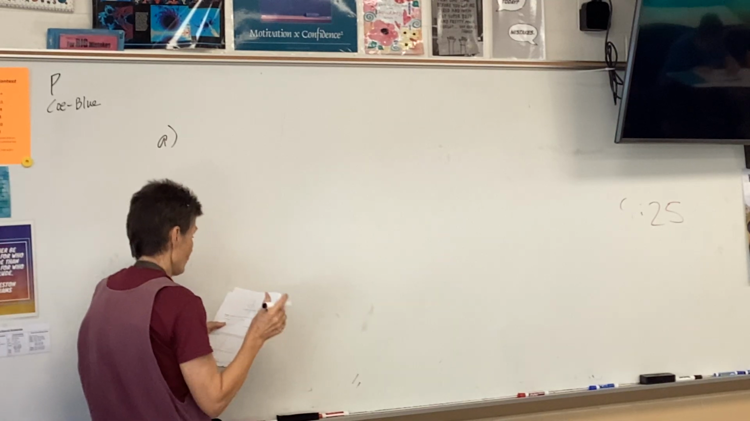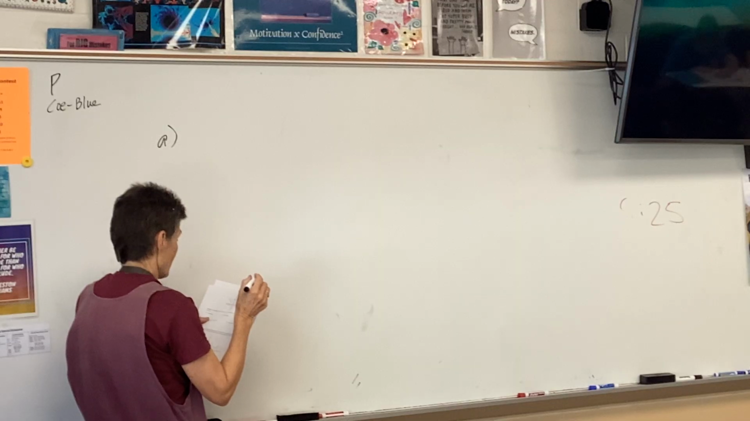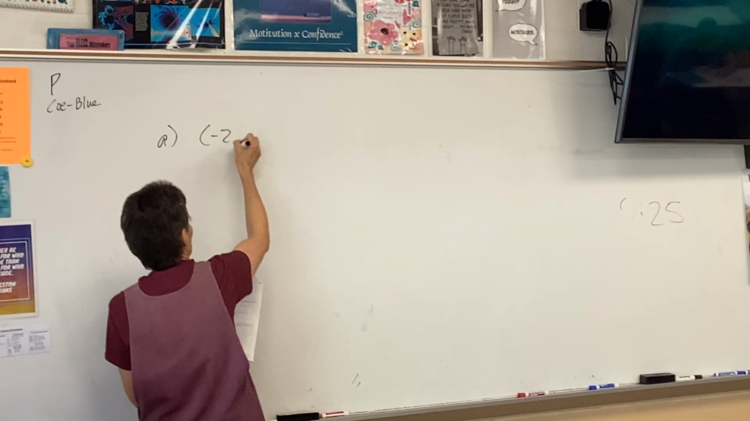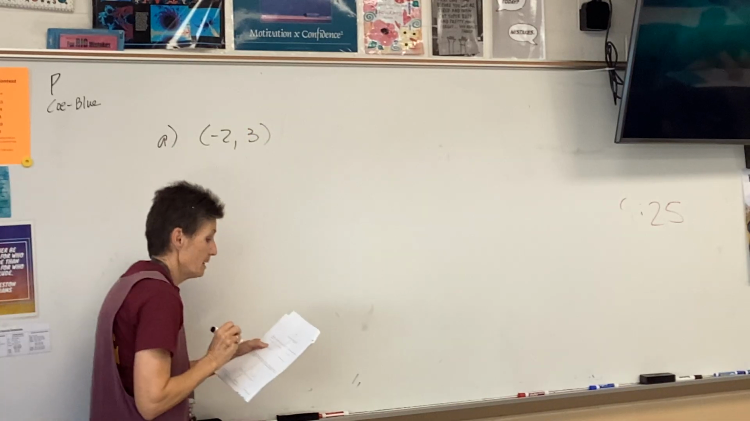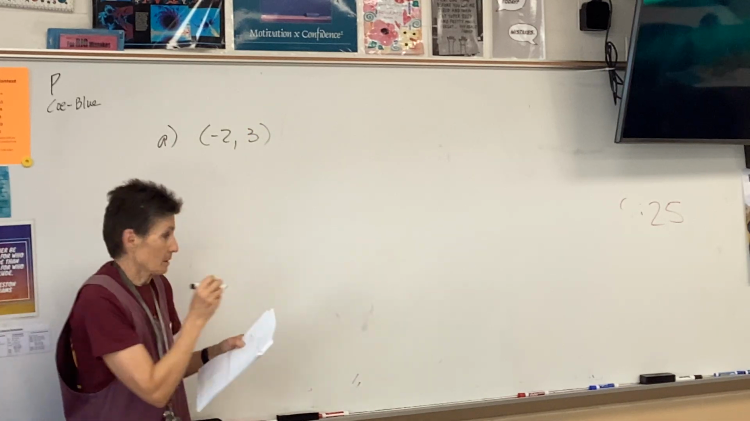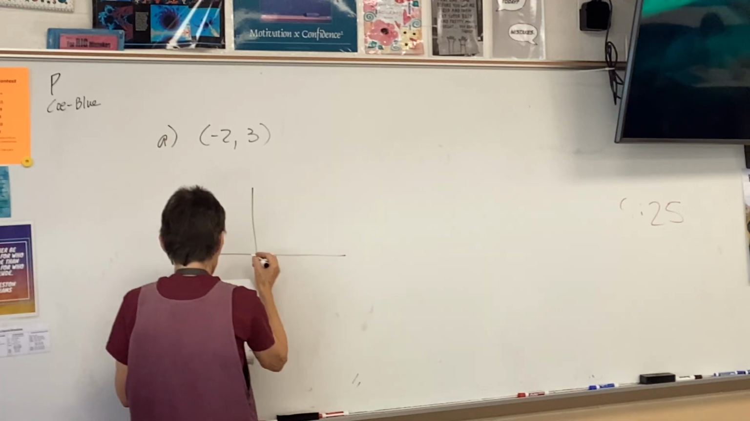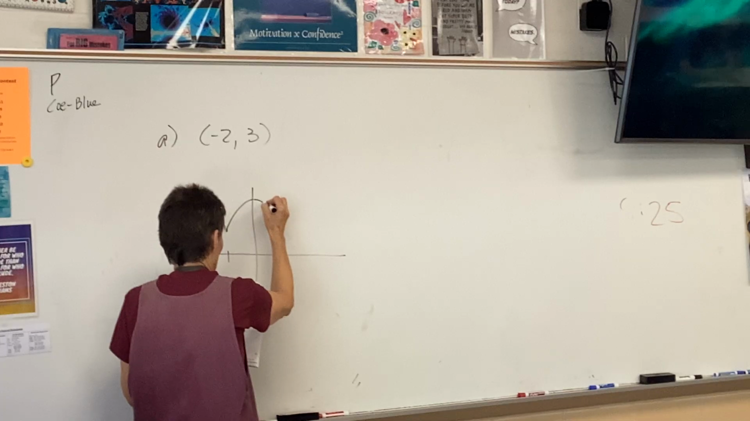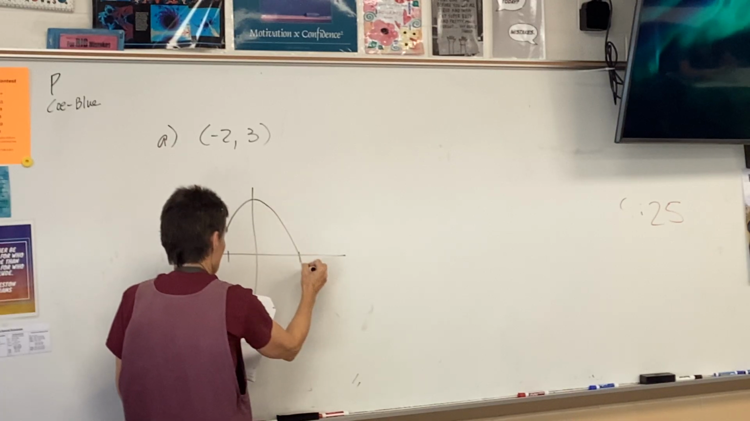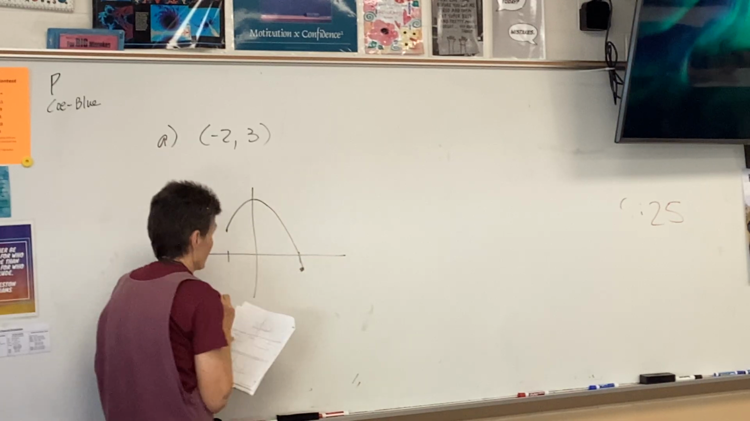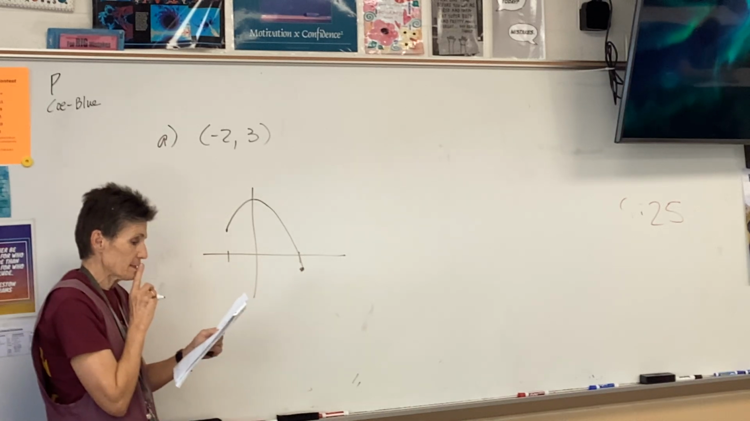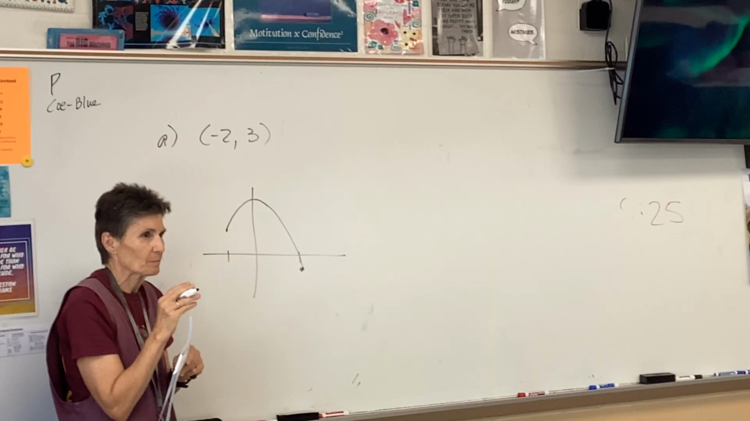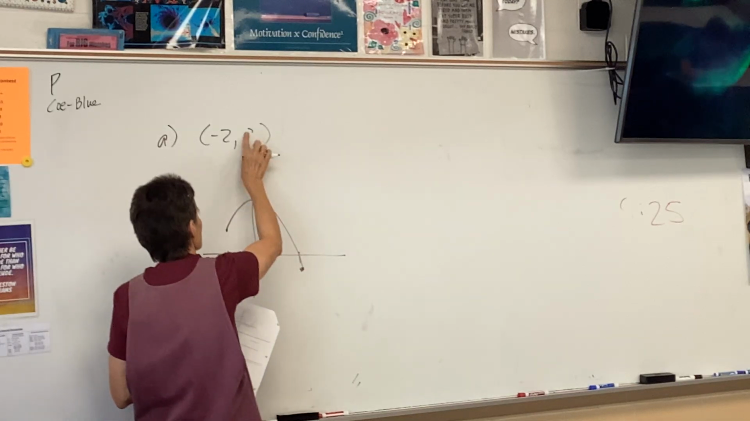Negative 2. Okay, let's talk about that. -2 to 3, you say? Okay, let's look at that for a second. So -2, and then 3 is right down here. Would you say that curve is increasing on that entire part? That'd be -2 to 0. There we go, -2 to 0.